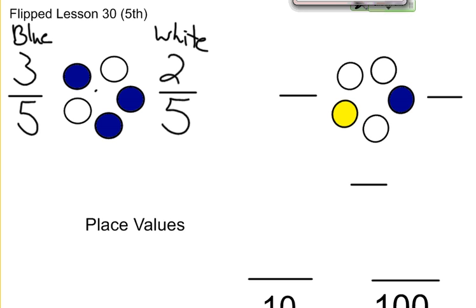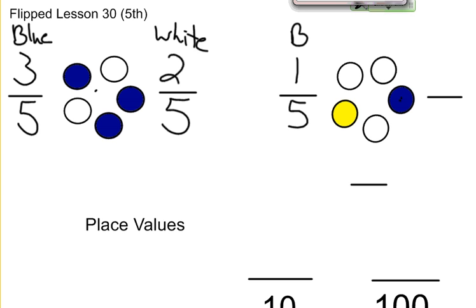Now here, in our second picture, we have slightly different fractional parts. Still 5 circles, but now we have 3 colors. So there are 3 fractions that we can form from this. We could talk about blue circles. We would say 1 out of the 5 circles are blue.